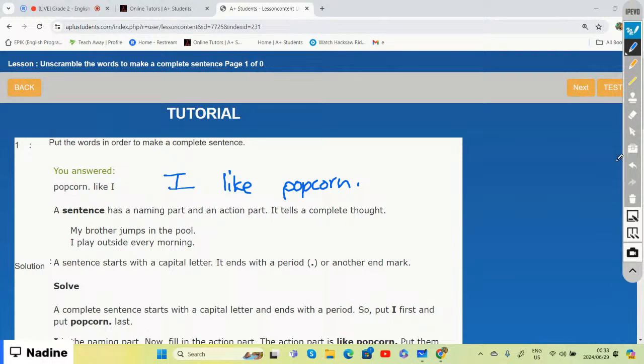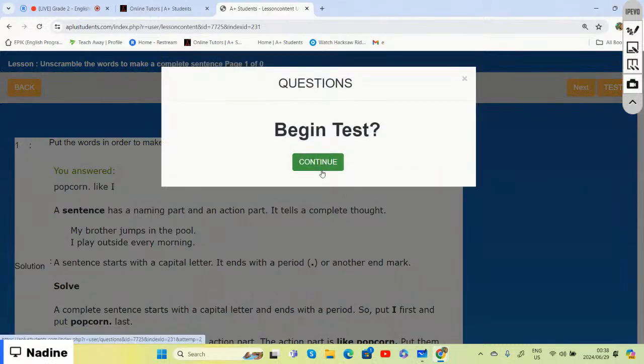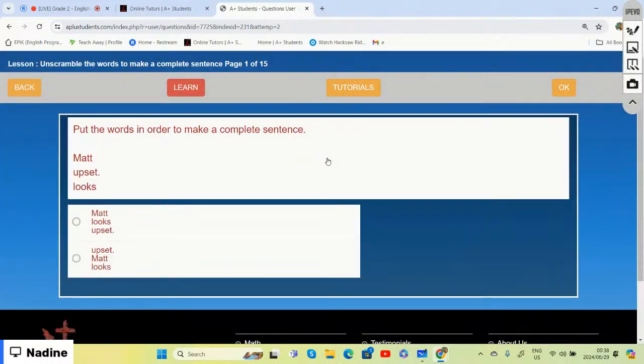All right. Okay, let's go to our test. We are going to unscramble the words to make a complete sentence. So we need to unscramble those words. It says put the words in order to make a complete sentence. It says Matt upset looks. Matt upset looks. Is it option one, Matt looks upset, or option two, upset Matt looks? So yes, I like popcorn is correct. Well done.